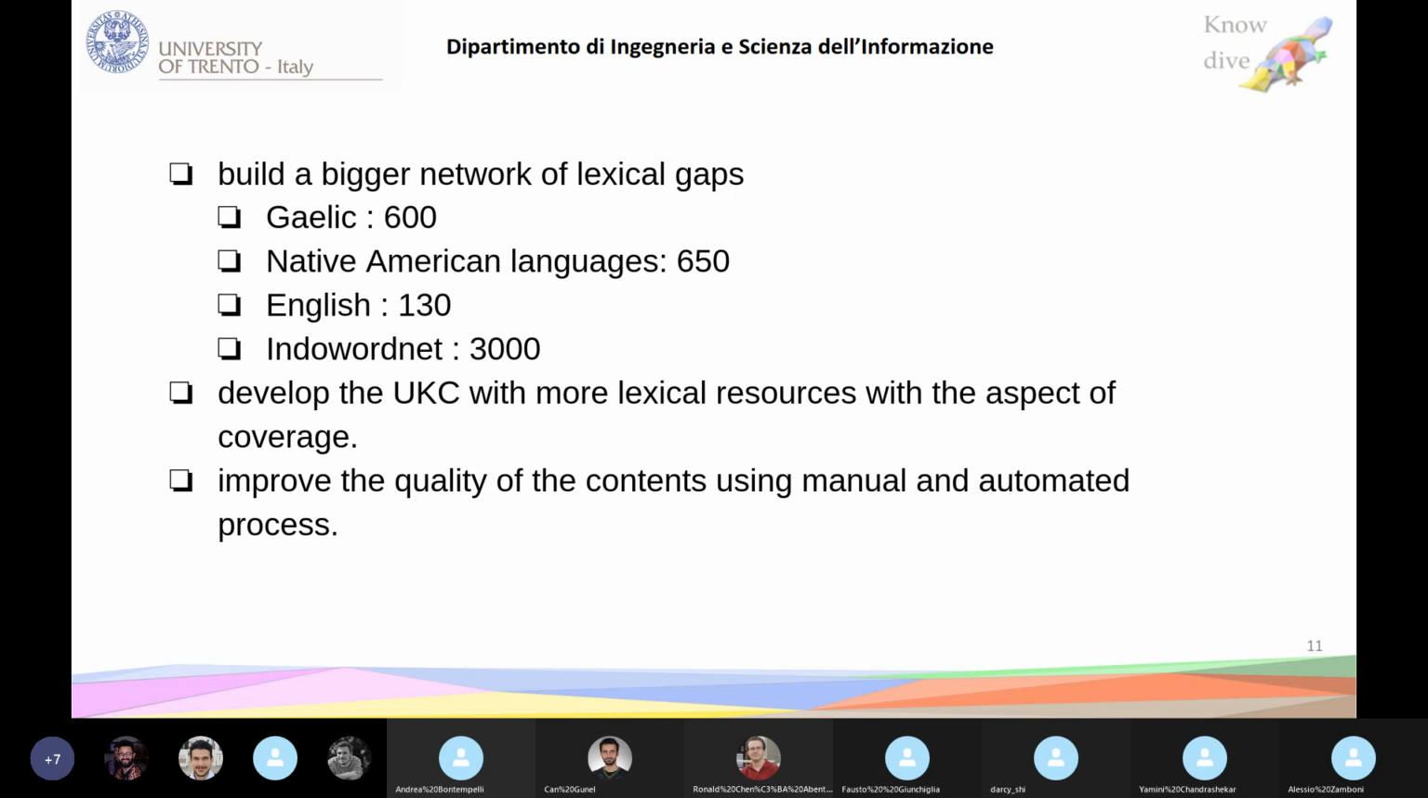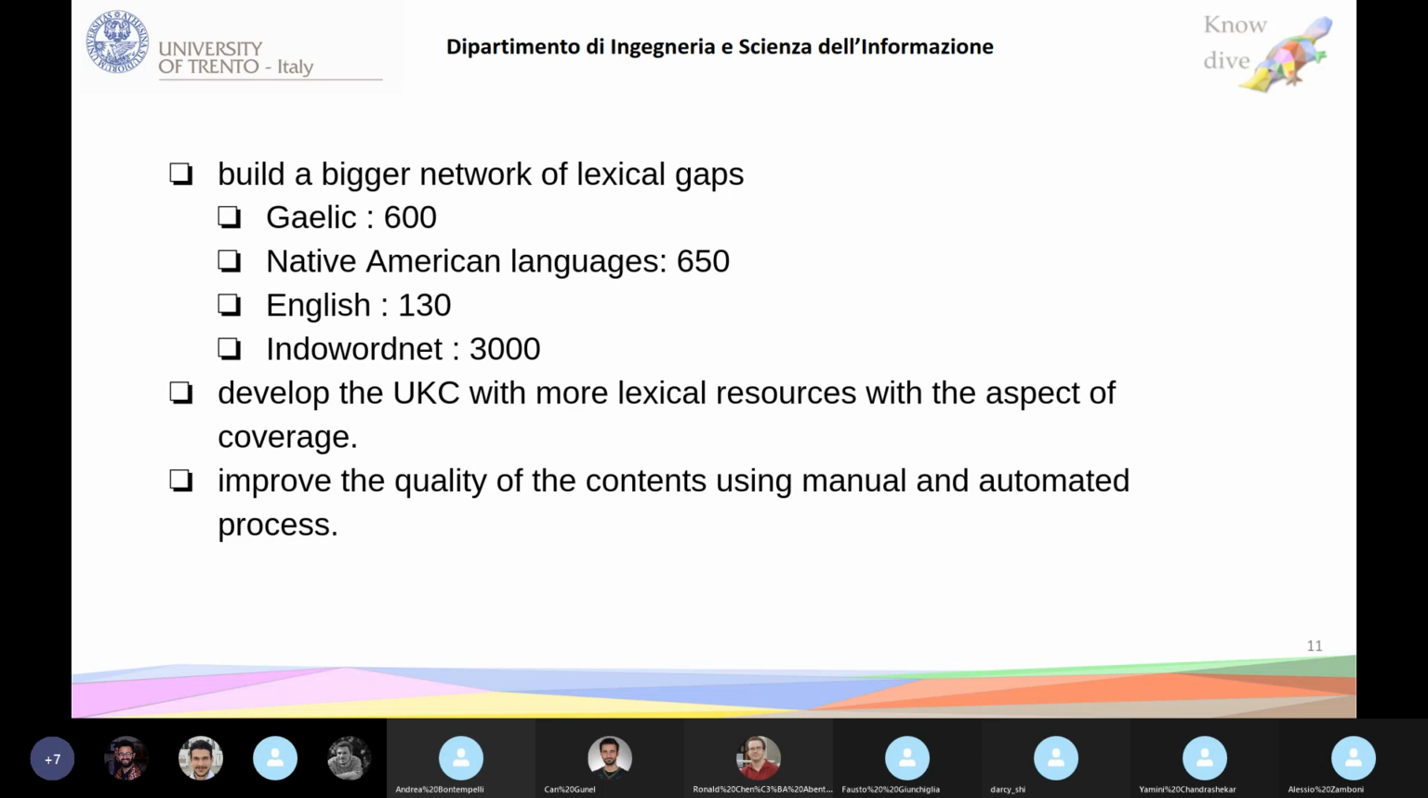And the third part here that we will work on would be to further develop the UKC, but not in terms of reaching out to more languages. Yes, that's a part of it, but the first priority would be to have more coverage with the existing languages, to improve certain missing components, and to improve the existing languages in the UKC.